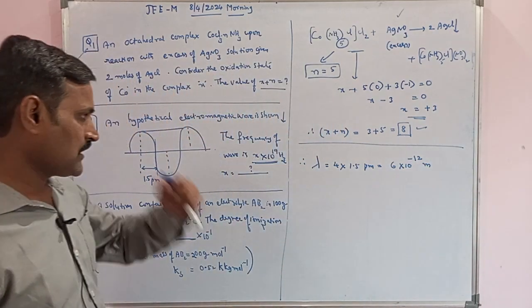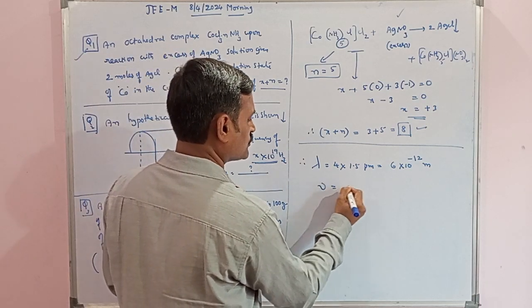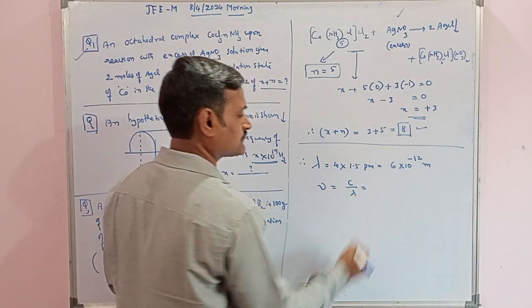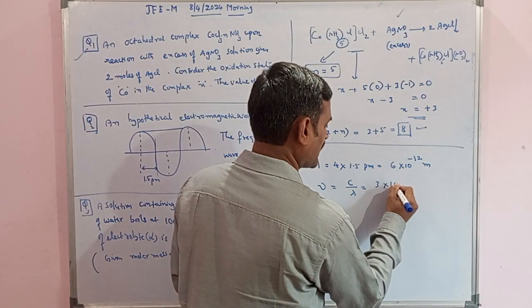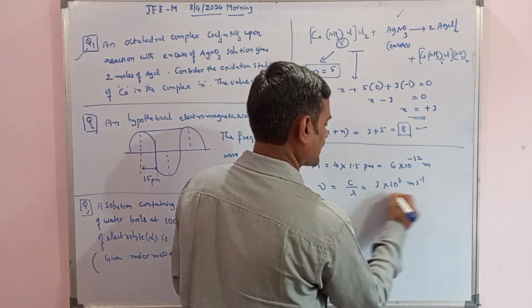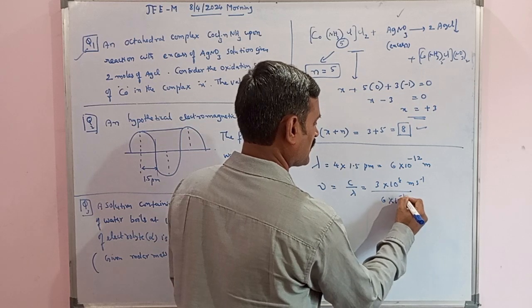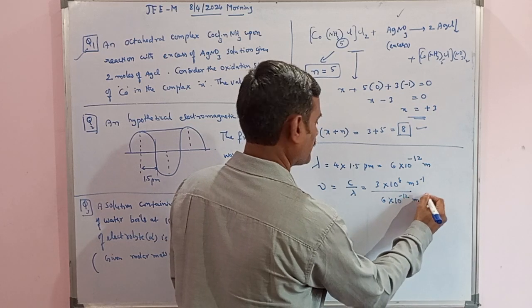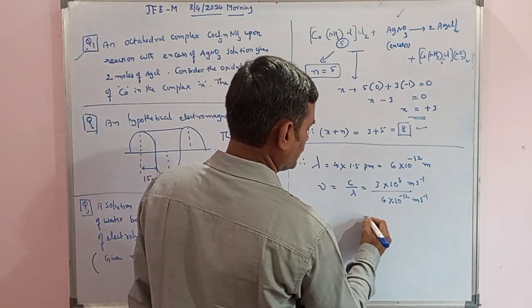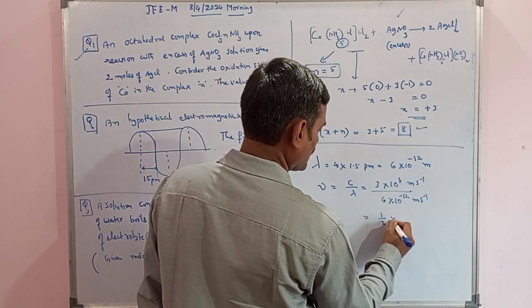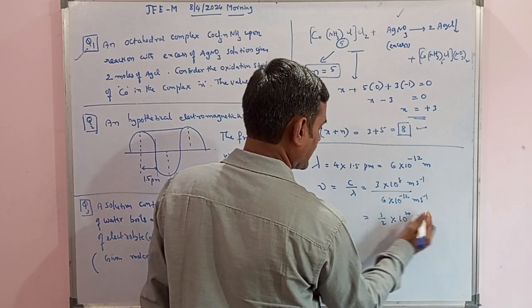Keep it in mind. Now, whenever you want to find the frequency, nu equals c by lambda is the formula. C is the velocity, 3 into 10 to the power of 8 meters per second, divided by the lambda value we have already calculated, 6 into 10 power minus 12 meters. If you simplify it, 3 by 6 is 1 by 2 into 10 to the power of 12 plus 8, that is 20, second inverse.